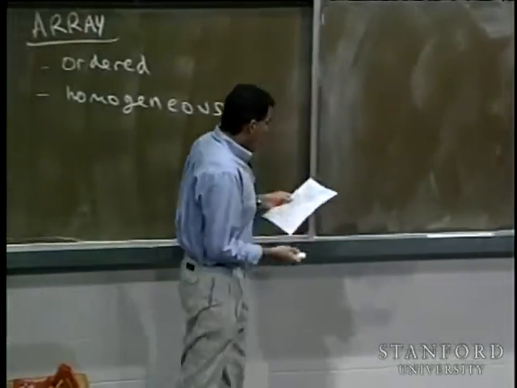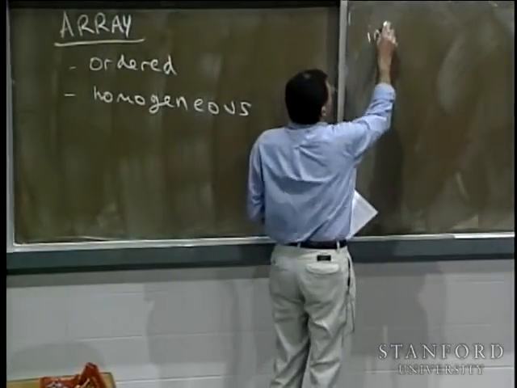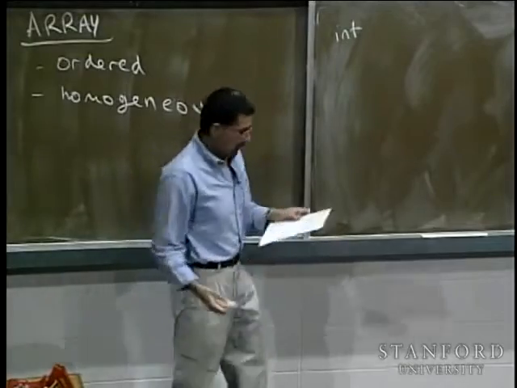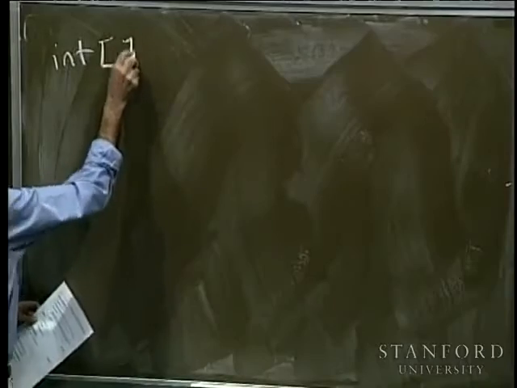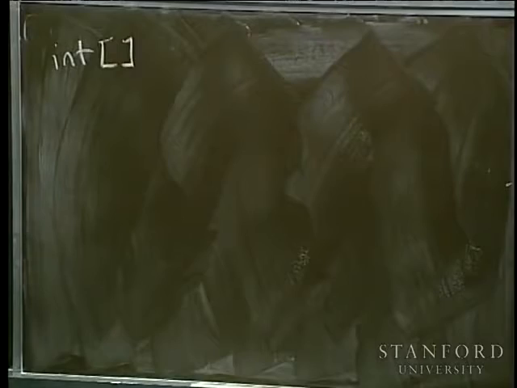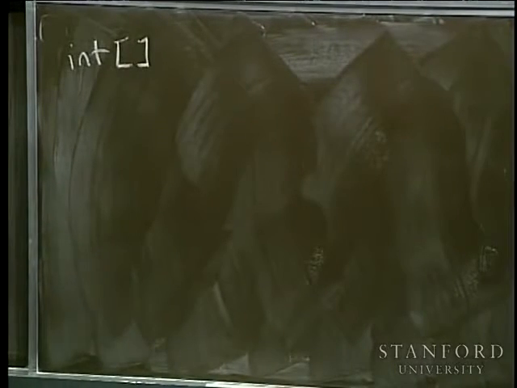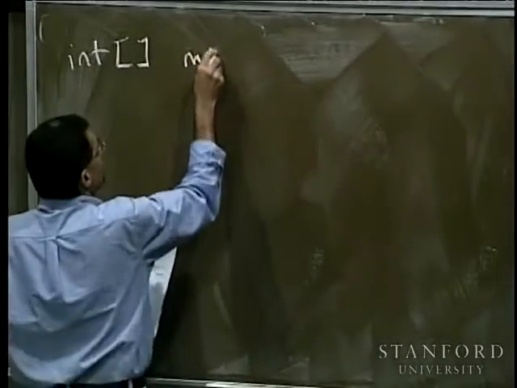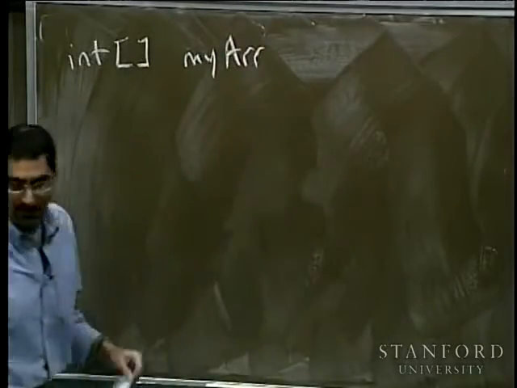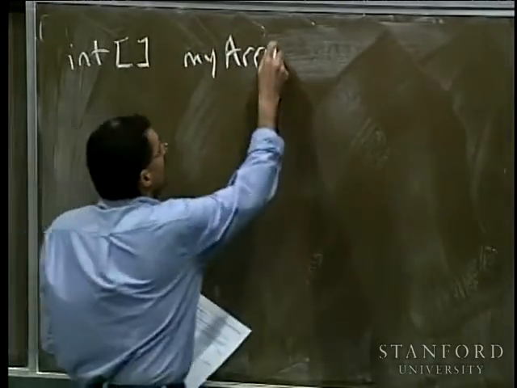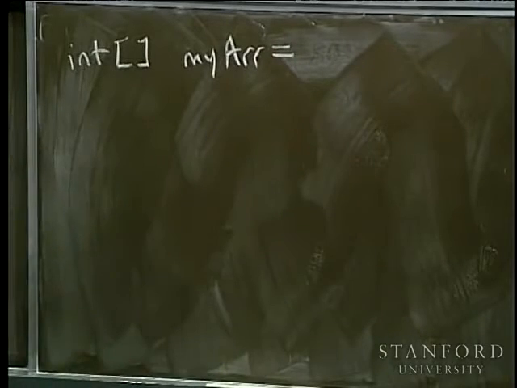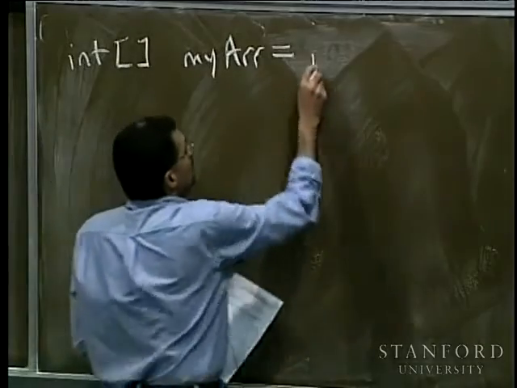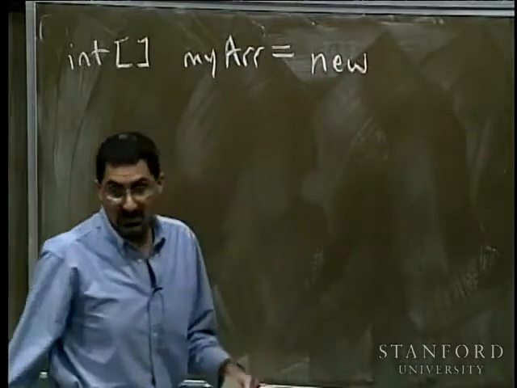All right, so how do we actually declare an array? First, we specify the type of the thing we want to have in that array. Then we have an open bracket, closed bracket. That's going to indicate to the computer that this is an array of type int. Then we give it a name. Let's call it myArr for my array. And then what we need to do is tell the machine, hey, create some space for the array for me. The way we specify that is we use our friend new.